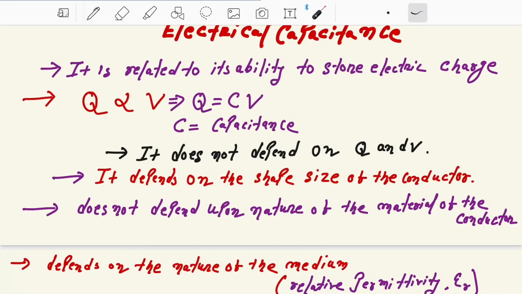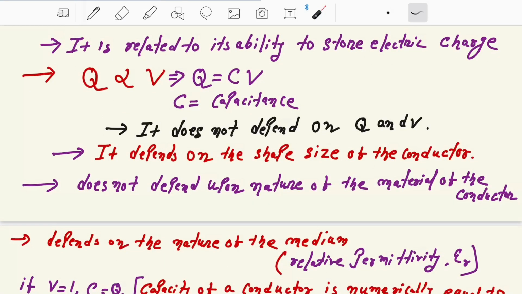Now here you have to give an equal sign and then a proportionality constant comes to the picture. You can see this is C, and this proportionality constant is called the capacitance. The most important thing about the capacitance is that it does not depend on Q and V. Here it looks like C equal to Q by V, but actually C does not depend on Q and V. We'll discuss all this later on.